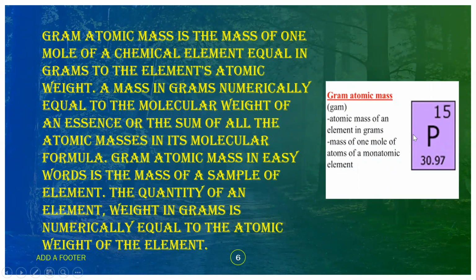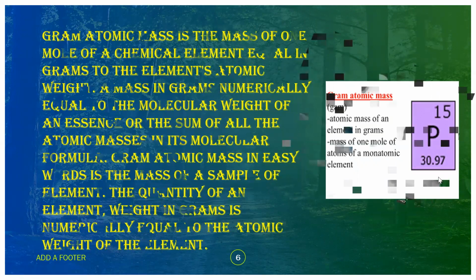Here is an example of phosphorus. The atomic mass of an element expressed in grams. This is a monoatomic element, phosphorus. 15 is the atomic number and gram atomic mass is 30.97 grams.